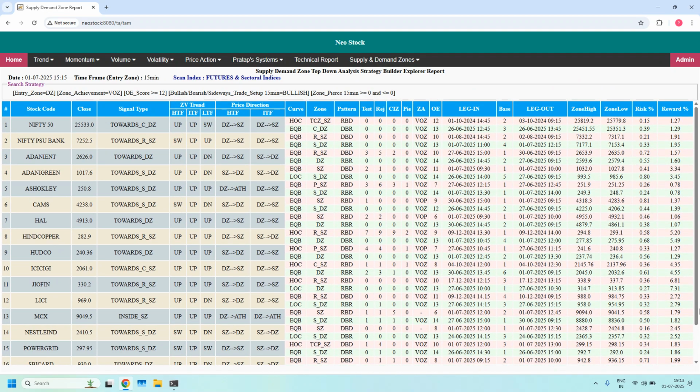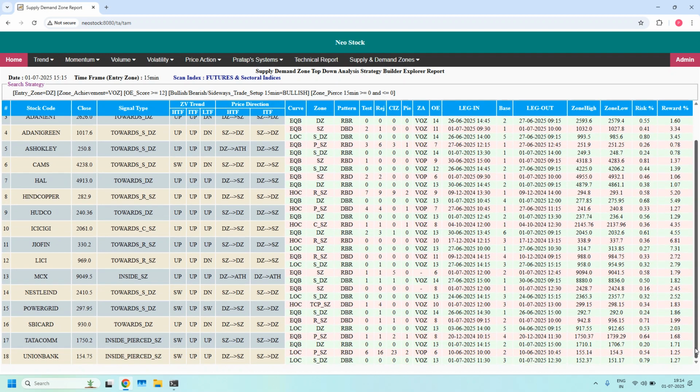So for the first 15 stocks in the list, in all the stocks the entry time frame zones are 15 minutes demand zones. Even Nifty 50 is also there in this list. I am scrolling the list down. Total 18 stocks are filtered for the bullish trade setup for daily income trade, entry time frame zones, 15 minutes demand zones.